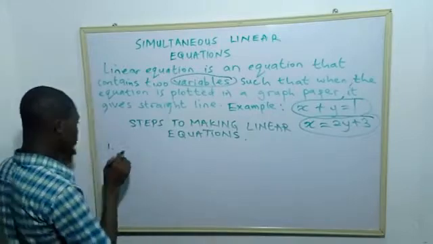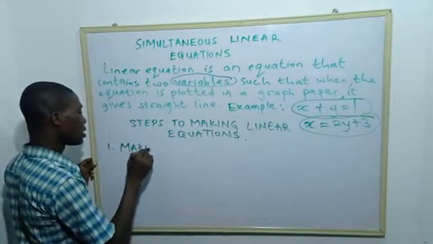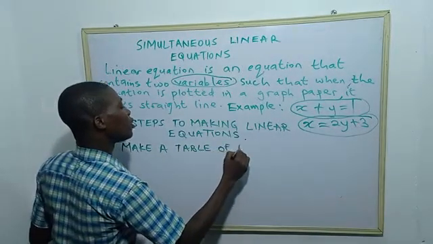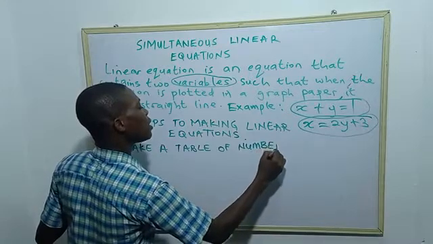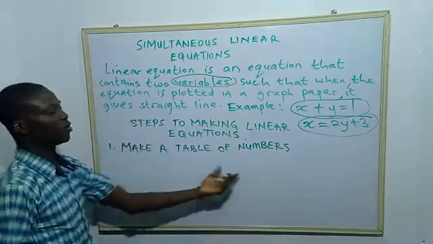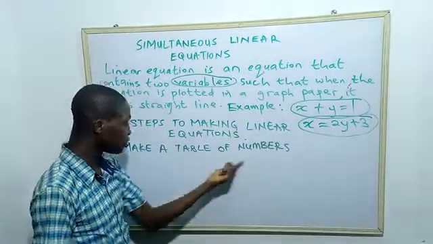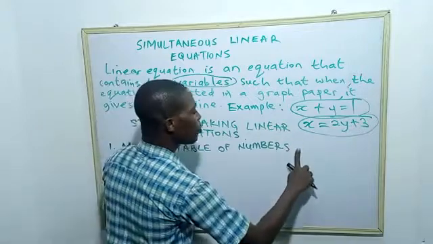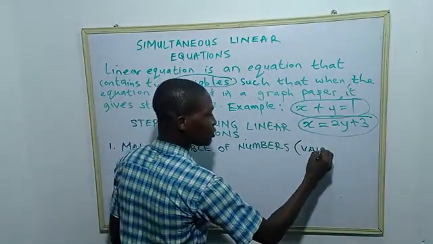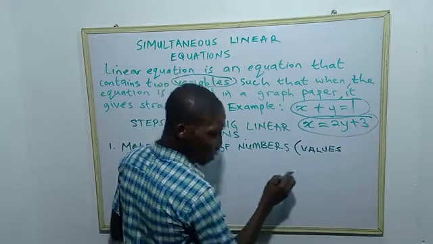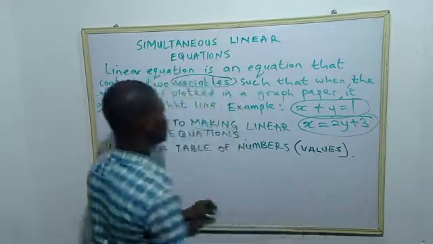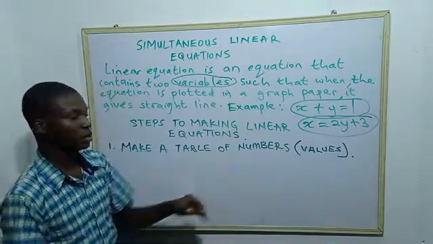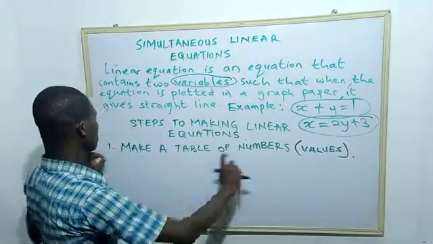make a table of numbers. But mathematically, I wrote this so that you have understanding. Mathematically, you say make a table of values. That's what will be written by the examiner. I wrote make a table of numbers, the table that contains numbers, so that you understand it. So that is the first step.